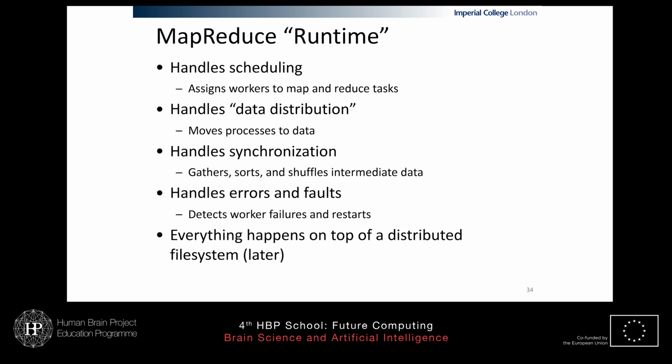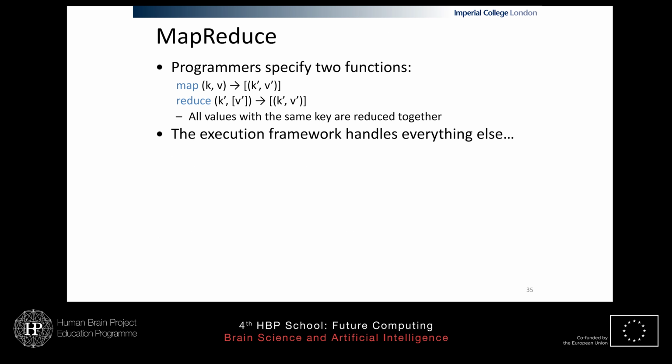And most importantly, it handles errors and faults. So if a worker fails or is working too slowly, it's going to give the work to a different worker, a different mapper or reducer, in order to not delay the overall result. That's what the MapReduce runtime is doing for us. And so really all we need to do is define the mapper and the reducer. Okay. So, like I said, we need a piece of code for the map and a piece of code for the reduce. And that's it, which is not entirely true.